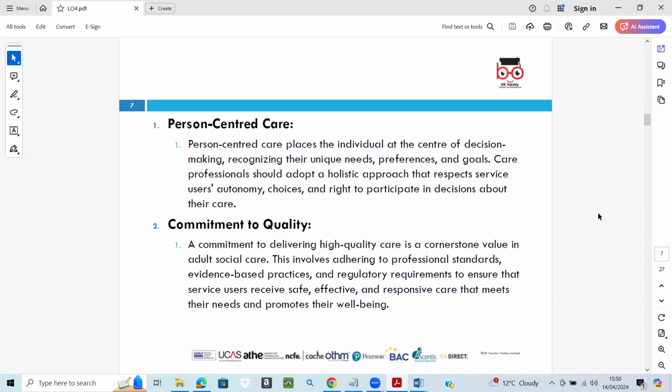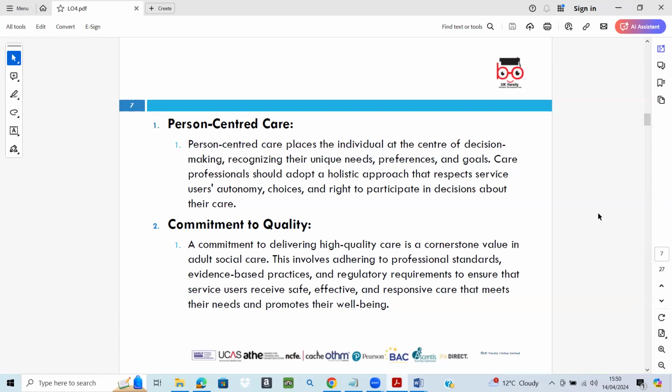A holistic approach in person-centered care means considering all aspects of a person's life, including physical, emotional, social, and sometimes spiritual needs, and ensuring that the care plans are comprehensive and tailored to the individual.